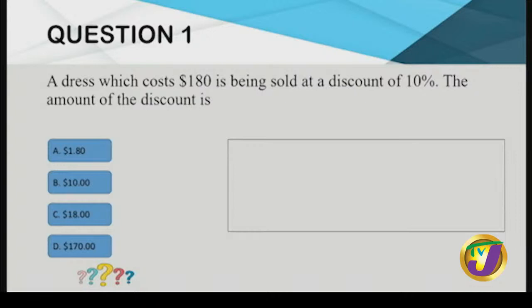So let's see how we would do our calculation. We're looking at 10% of $180, and as we said before, that is 1/10 of 180. And there we have it. Based on our calculations, the discount is going to be $18. So our answer here would be C. That means $18 will be coming out of that $180.